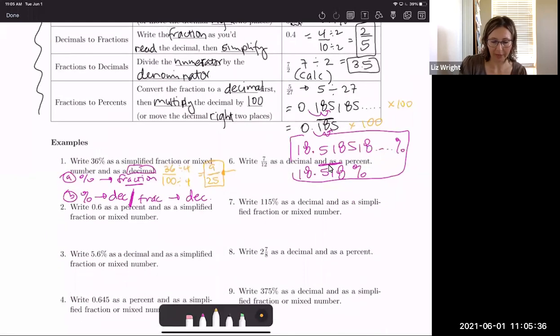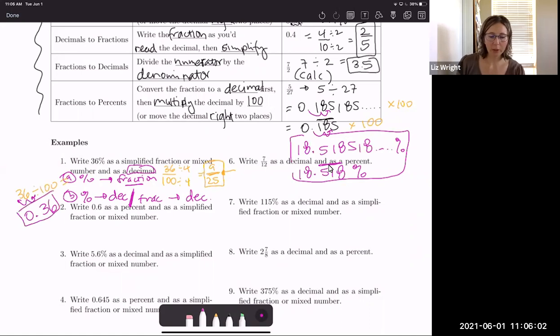Or you take your fraction and you do 9 divided by 25, and you're going to get the exact same thing. So I'm kind of running out of space. I'm going to go to the left. So if I do 36% and I divide it by 100, that is the same as me moving that decimal, which is right here, 2 places to the left. And so my answer is going to be 0.36. And so that's going to be my answer to part B.